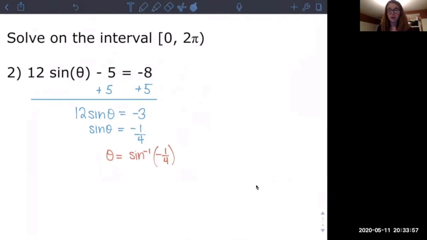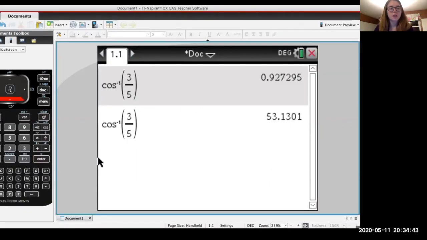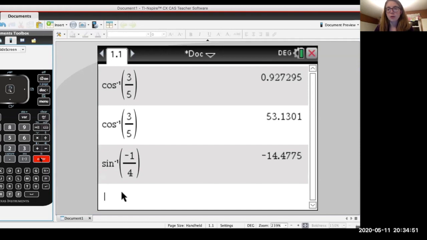I'm going to go over to my calculator to find that value. So on my calculator, I'll use my trig button to pick sine inverse, and I'll type in -1/4, and I'll get my answer of -14.48 degrees.